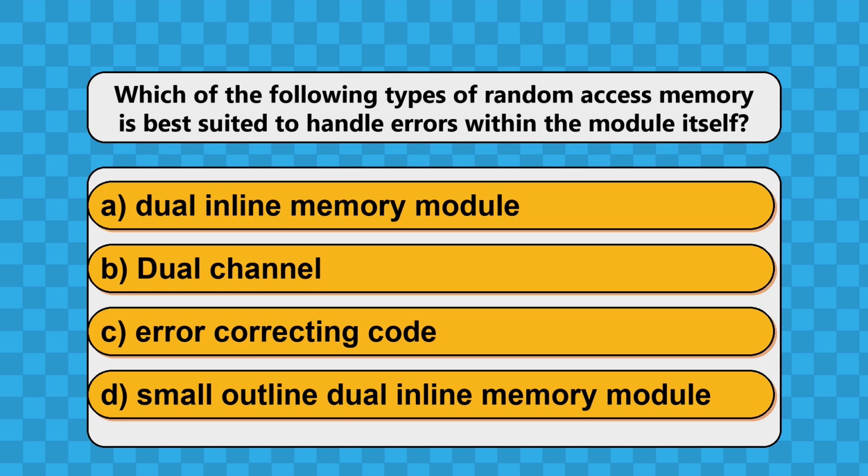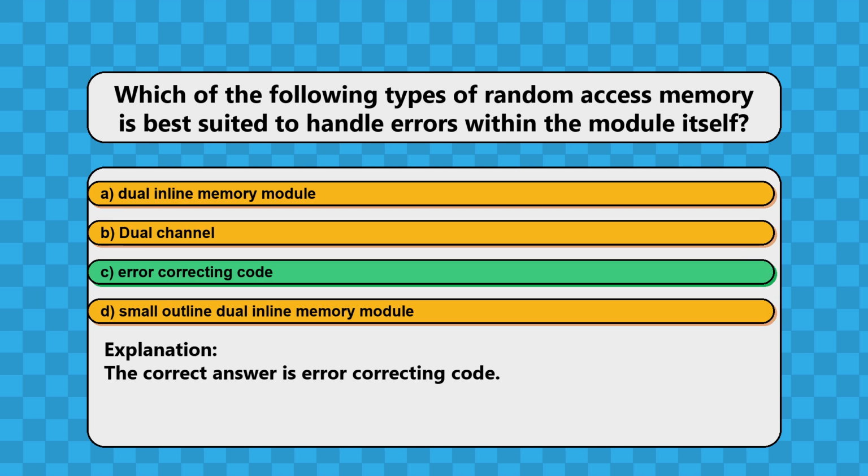Question 19. Which of the following types of random access memory is best suited to handle errors within the module itself? Option A, dual inline memory module. Option B, dual channel. Option C, error correcting code. Option D, small outline dual inline memory module. The correct answer is option C, error correcting code.